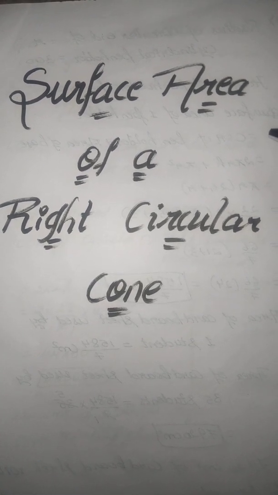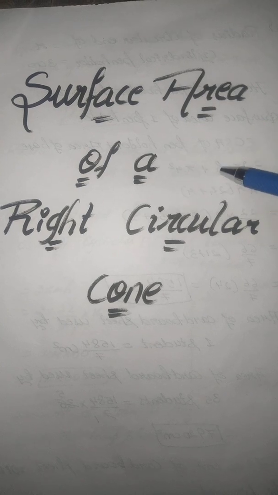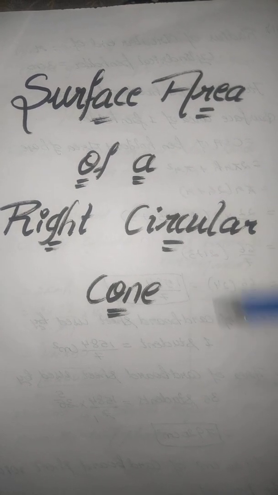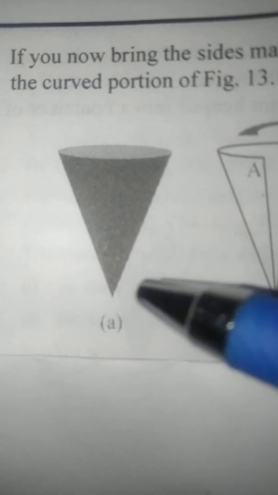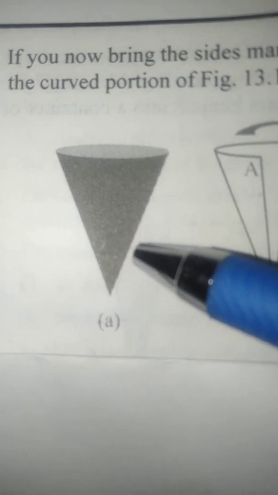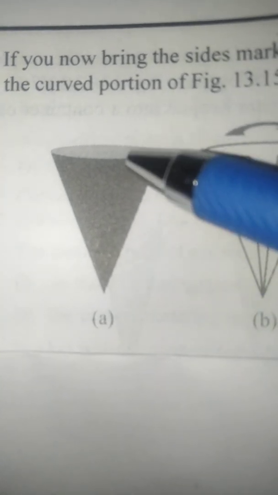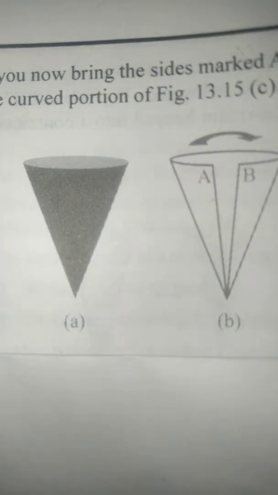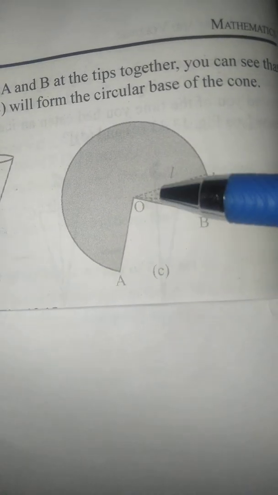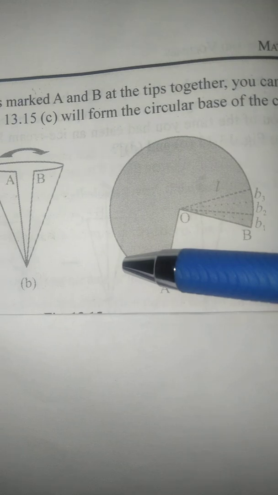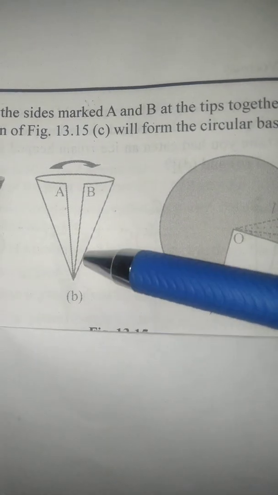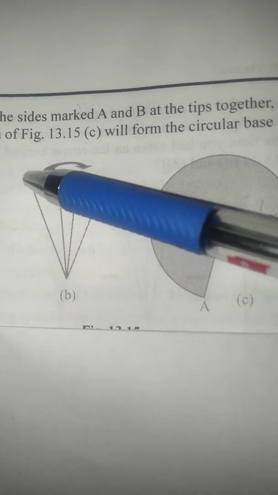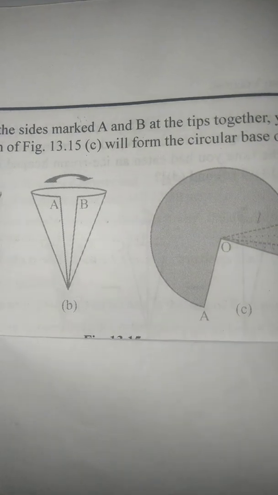In today's class we are going to deal with surface area of right circular cone. You might have seen the different shapes of the cone. The cone will be triangular in shape with the circular base. So I need to take a circle and fold along its radius so we can get a face of a triangle shape and a base of a circular shape.